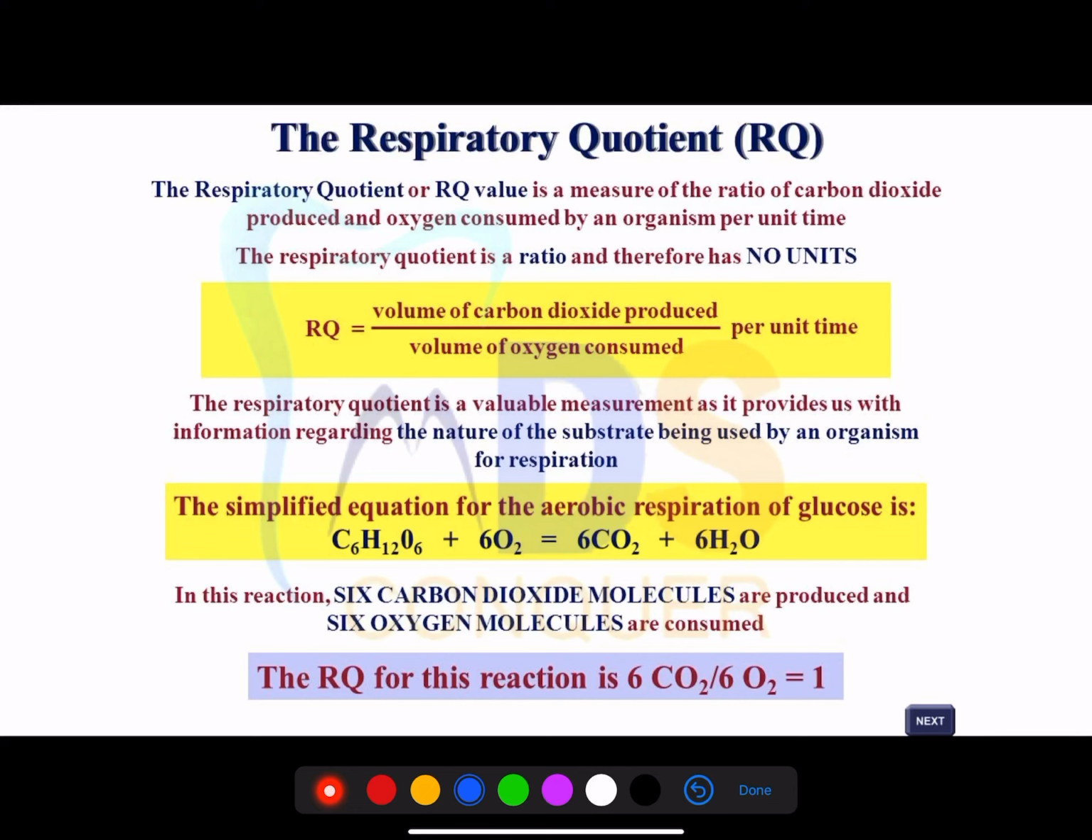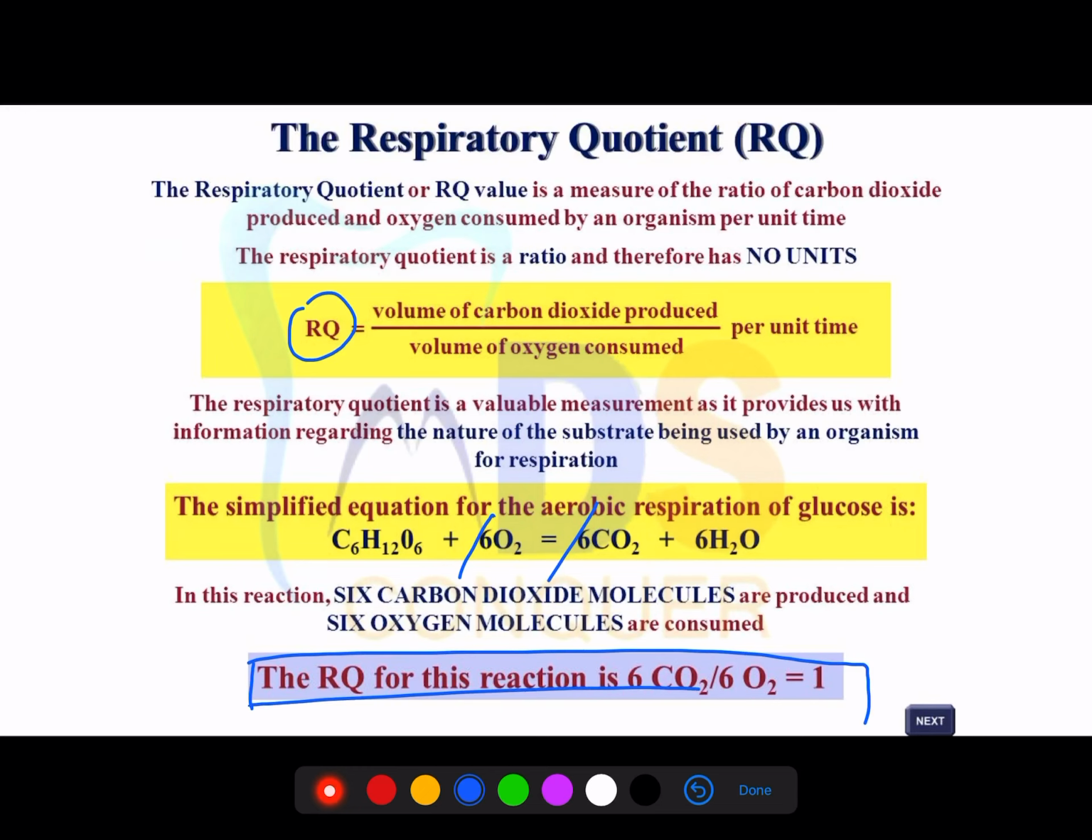What is respiratory coefficient? Respiratory coefficient is the volume of carbon dioxide produced by the volume of oxygen consumed per unit time. So it's going to be 6/6, and it's going to be 1 for the carbohydrates.